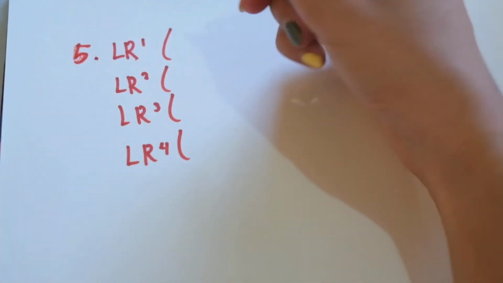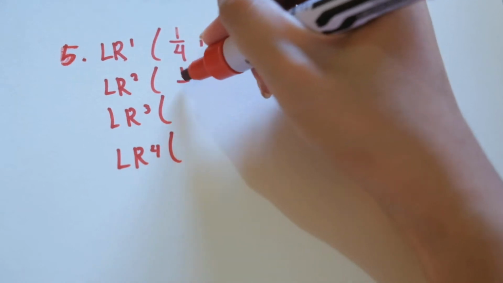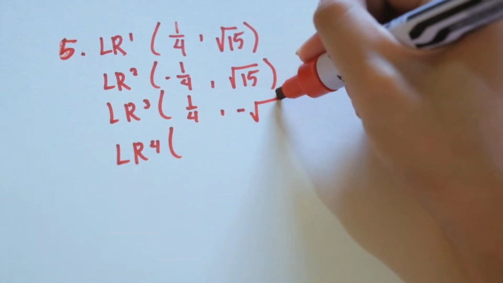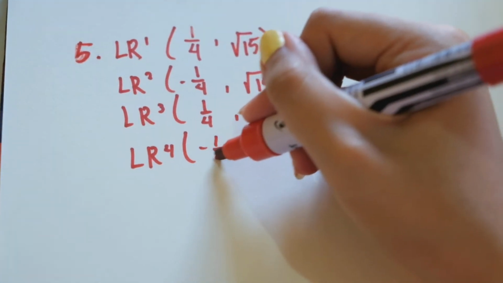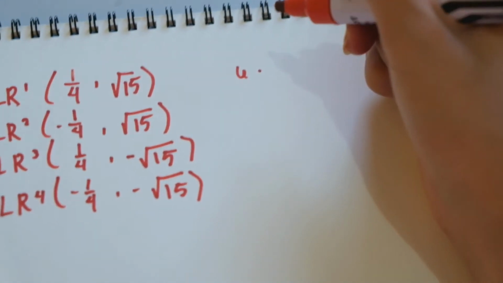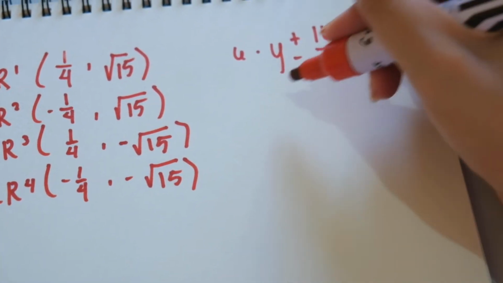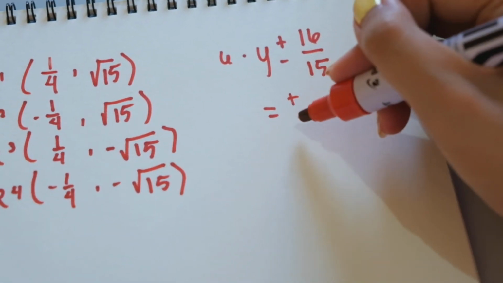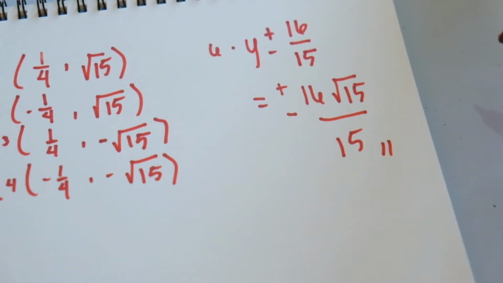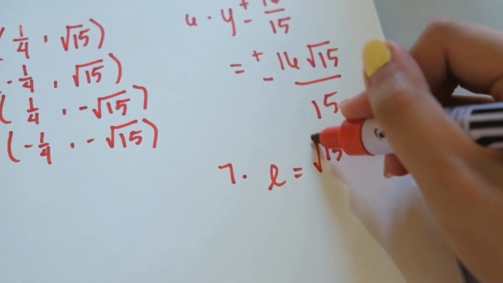The first latera recta is 1/4 and square root of 15. The second, negative 1/4 and square root of 15. The third, 1/4 and negative square root of 15. And the fourth, or the last one, is negative 1/4 and negative square root of 15. The directrix are positive negative 16 square root of 15 over 15. The eccentricity is square root of 15 over 4.